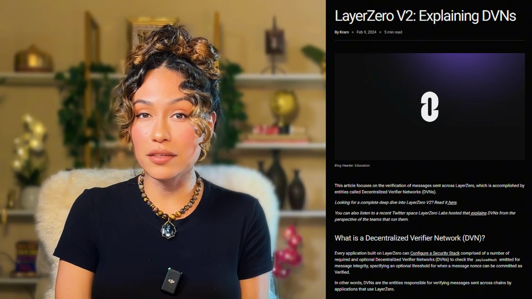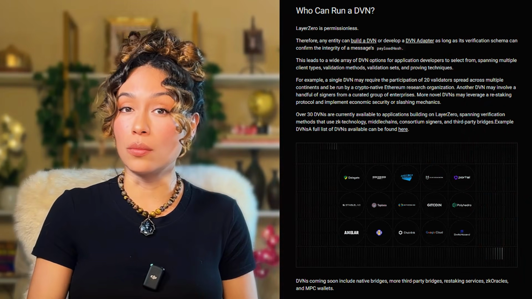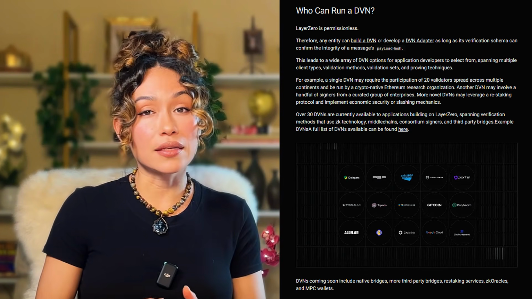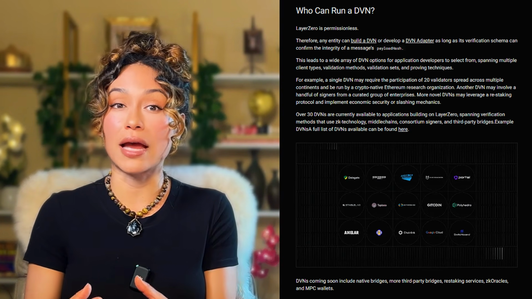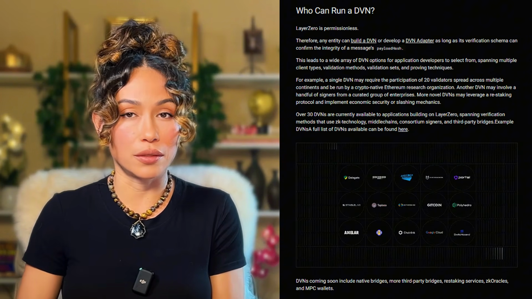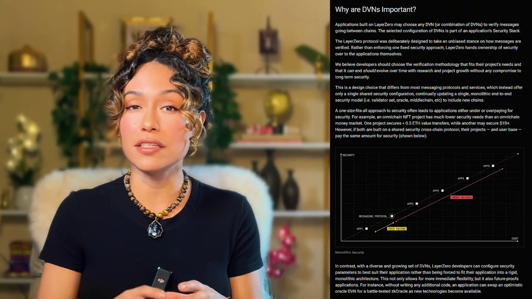Those verifiers are also called DVNs, which stands for Decentralized Verifier Networks. And here's the design. When a cross-chain message gets sent, one or more DVNs watch the source chain, see the transaction, and submit a cryptographic attestation to the destination chain saying this message is real. And once enough DVNs agree, the bridge releases the funds.